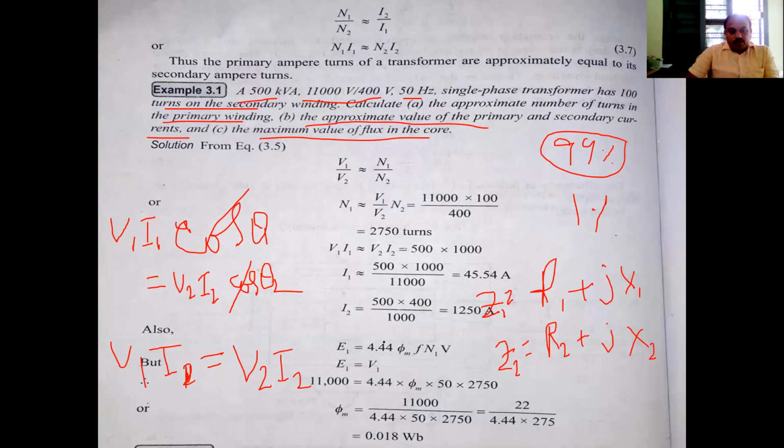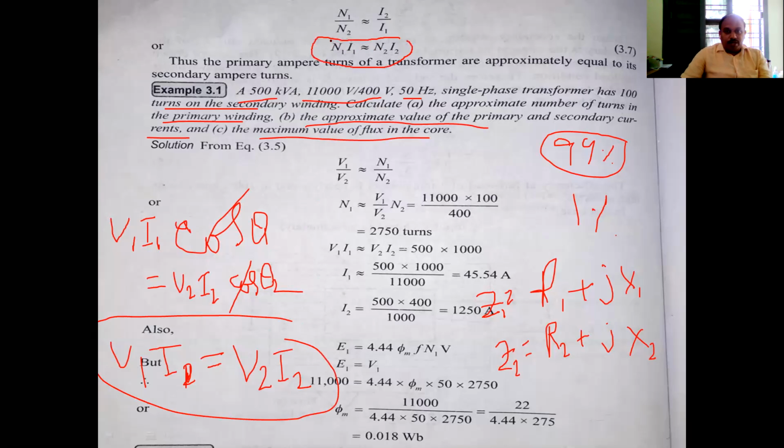Therefore V1 by V2 equal to I2 by I1. From this equation, V1 I1 equals V2 I2. Similarly, in a transformer, primary ampere turns equal secondary ampere turns: primary current times primary turns equals secondary current times secondary turns. From these relations we derive this relation.